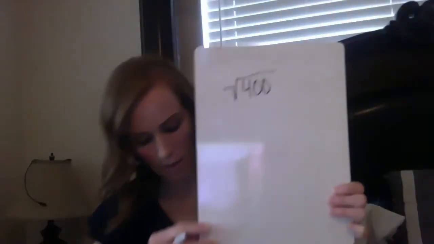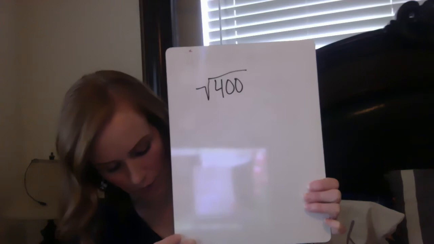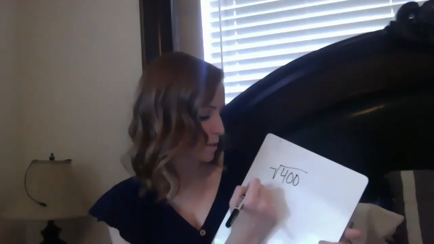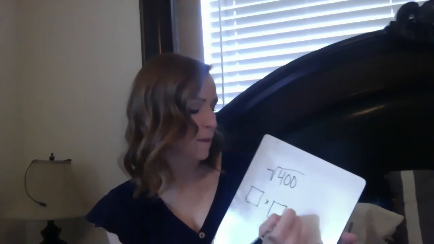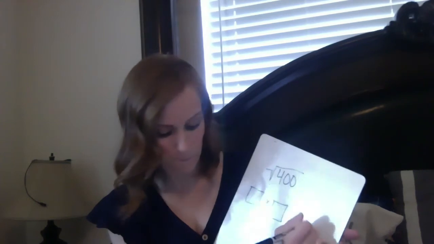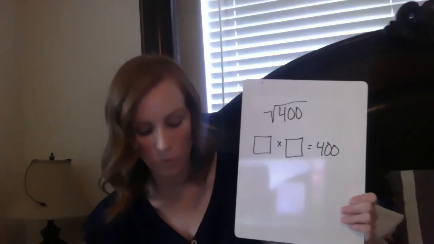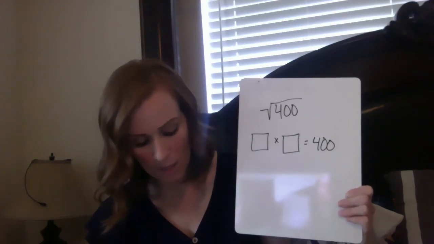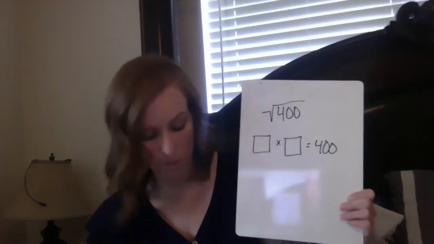So if I need to find the square root of 400, okay, we need to find a number that when multiplied by itself has a product of 400. Remember, that's what a square root is. So a number times the same number equals 400. We know that 400 is more than 10 because 10 times 10 equals 100. We also know that the square root of 400 is much less than 100 times 100 because that equals 10,000.